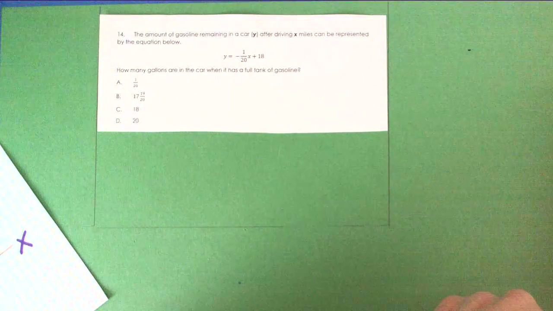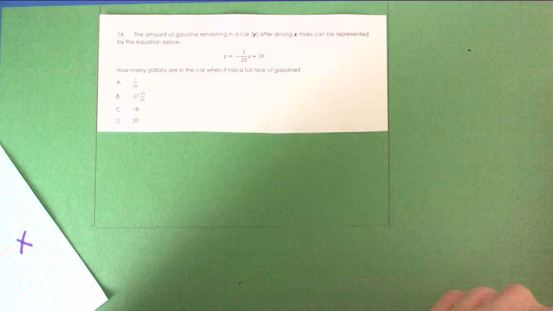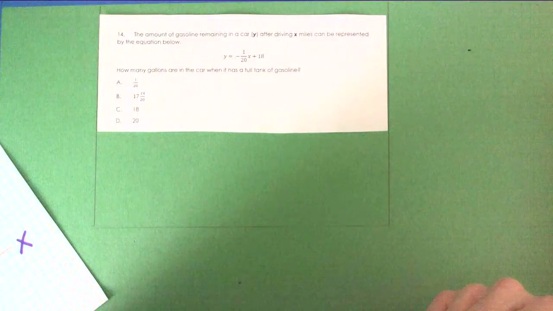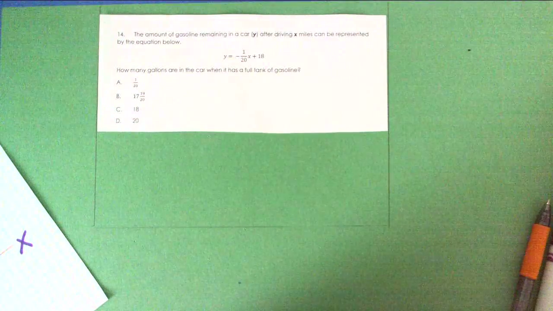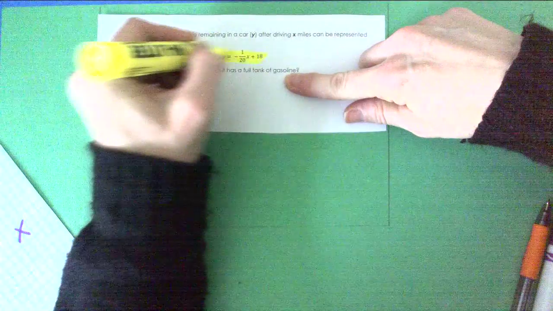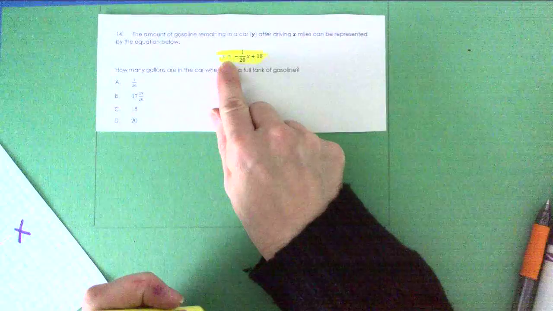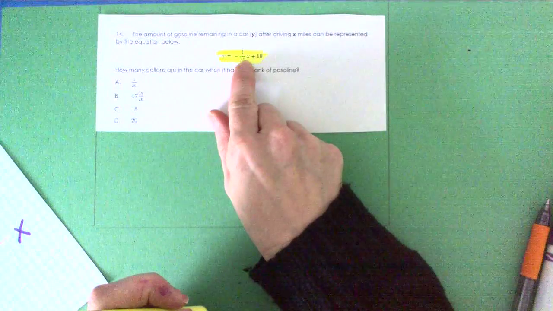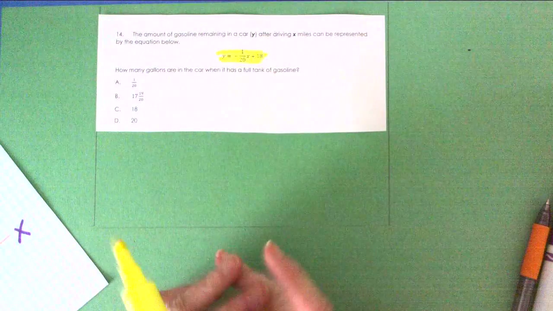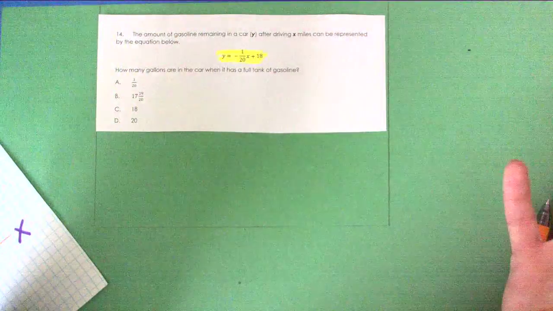Question 14 says, the amount of gasoline remaining in a car, Y, after driving X miles can be represented by the equation below. So let's check this equation out. I love these problems, by the way. Y equals, so the amount of gas remaining equals negative 1/20 x plus 18. The question was simple: how many gallons are in the car when it has a full tank of gas?